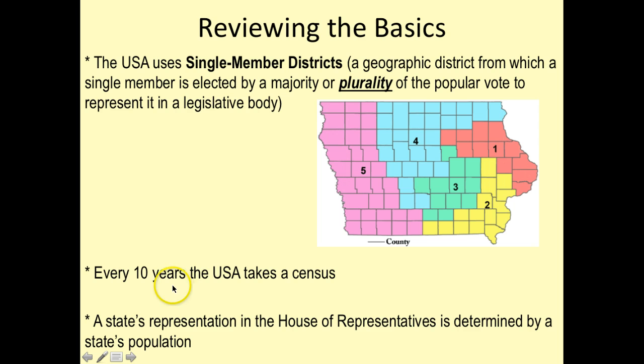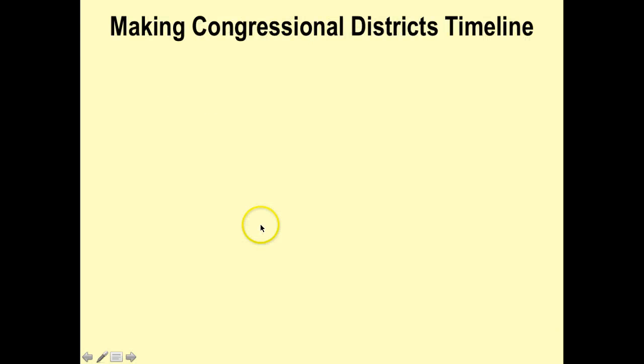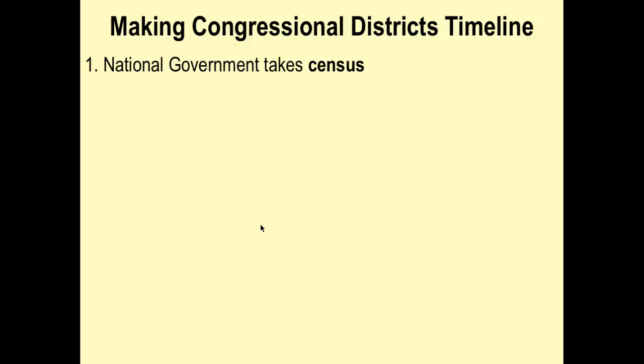All right, every 10 years, the United States of America takes a census. Why? It's in the Constitution, of course. And as you know, each state's representation in the House is determined by a state's population. You don't know a state's population until you take the census. Duh. Okay, so this is a nice little timeline showing you how everything works and how it's all connected. The national government takes a census every 10 years. Why? As we said, it's in the Constitution. It counts up where people are living, how many people we have. It's very expensive, but it gives us great, great data.